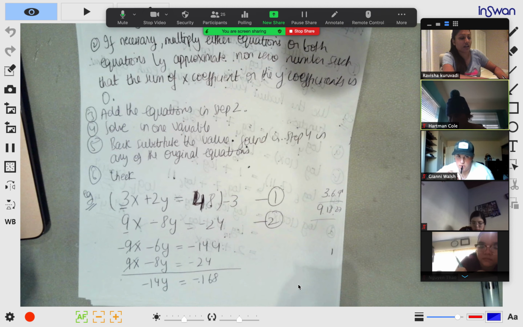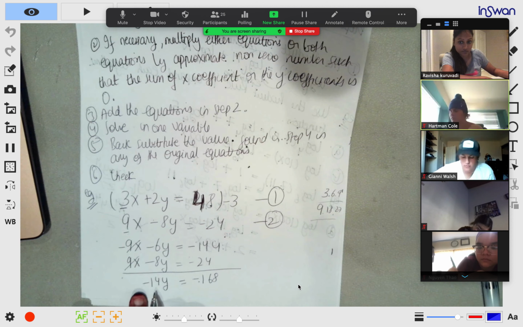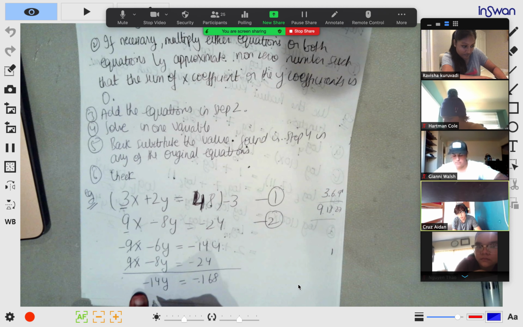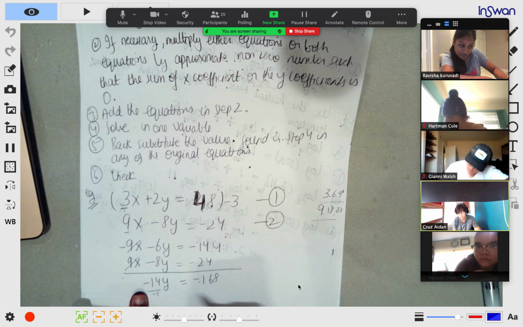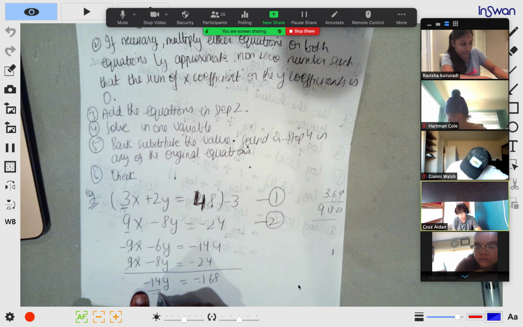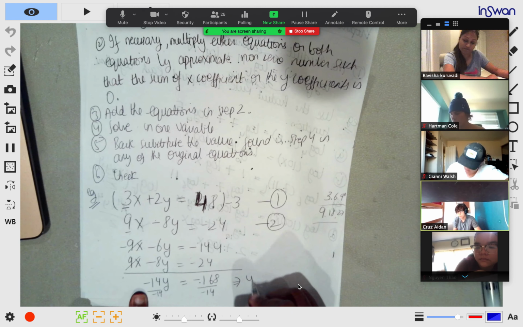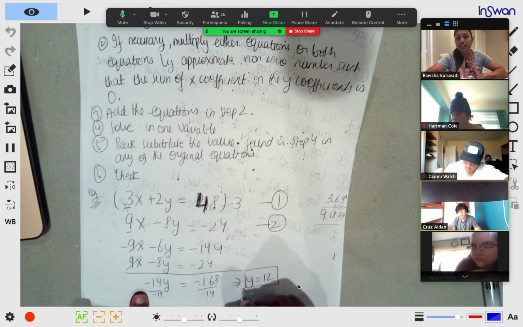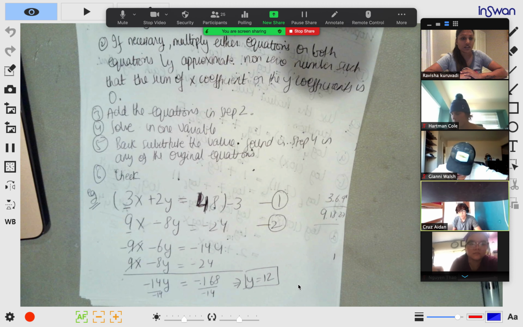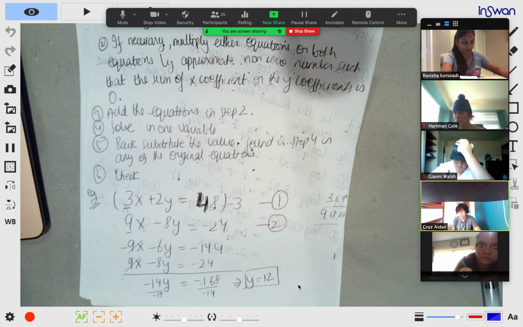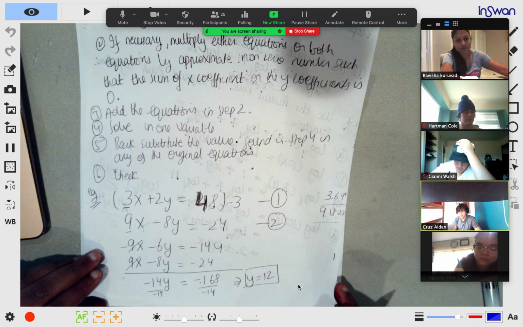Yes. Aiden, how do you do this? I want to solve this for y. Okay. You'd divide negative 168 by negative 14, which would come out to 12. So you got your y as 12. Correct. Yes, y equals 12. Perfect. You got your y value. Now I need to find my x value. What do you think I'm going to do, Aiden? You put the y in for one of the first equations. Correct. Absolutely correct. Really good.